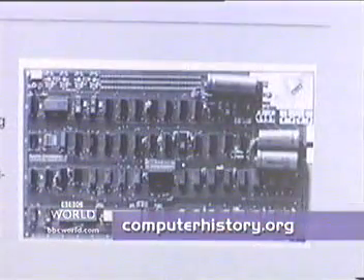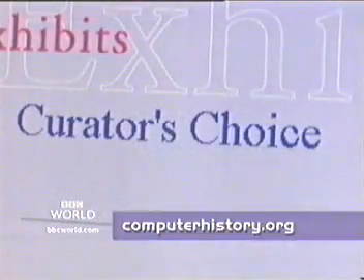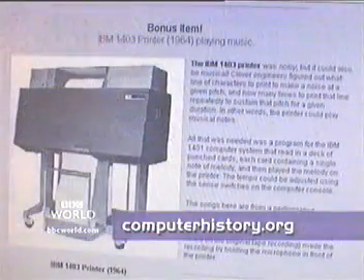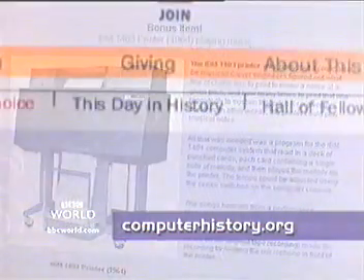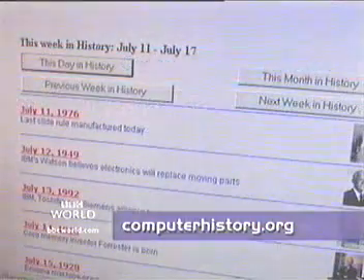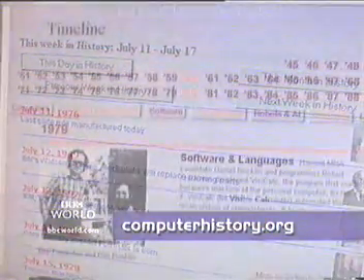Two exhibition sections of particular note: the Curator's Choice, detailing some of the most important progressions in the science of computing, and This Day in History, which offers up a quick fact from either this day or this week in the past.